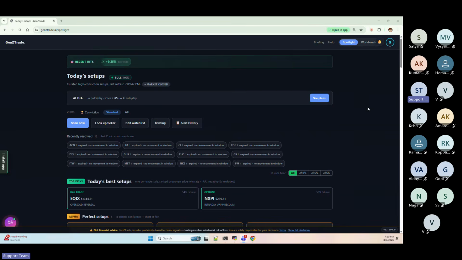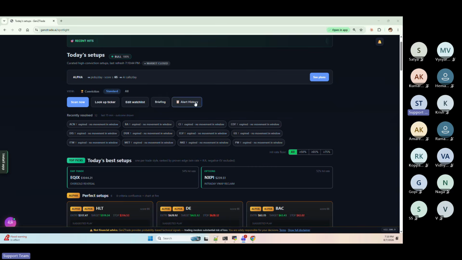If you sign up to the trader package, you will have access only to the spotlight here. This is the only page that you have access to. And there is so much functionality here. I mean, you can always browse through them.